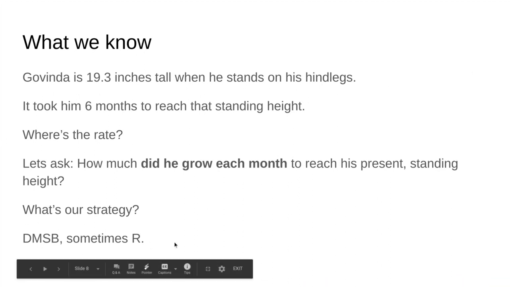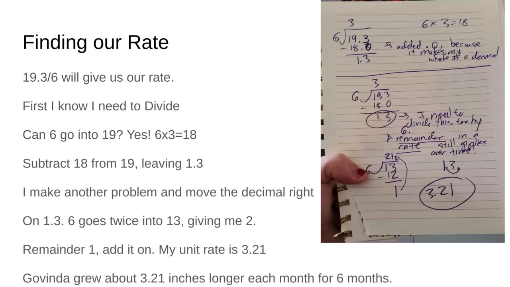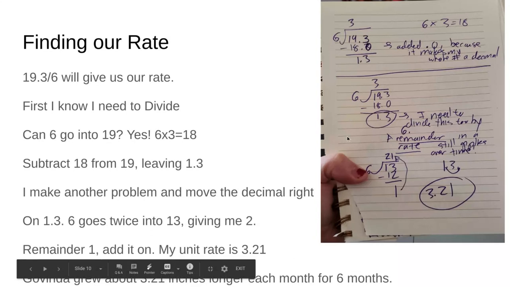What's our strategy? I'm going to use dad, mom, sister, brother, and sometimes R to figure out my rate. Dad is divide, mom is multiply, sister is subtract, brother is bring down, and rover is remainder. What do we need to divide in order to figure out our rate of growth? 19.3 over 6 will give us our rate. I understand this can be a little confusing because we're using a decimal. Let's not worry too much about that. We're going to start off with our whole number first.